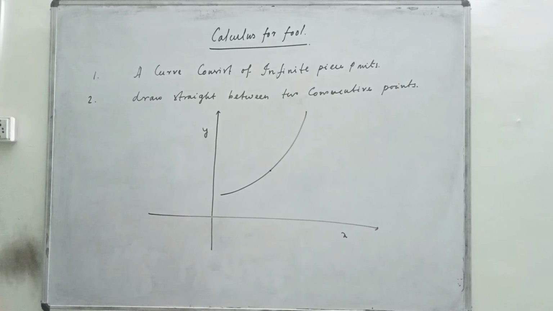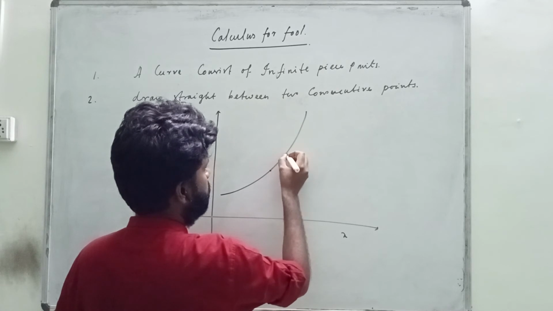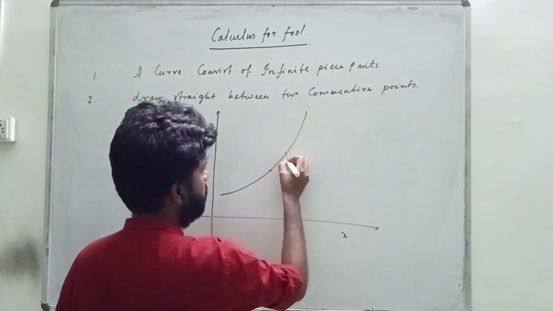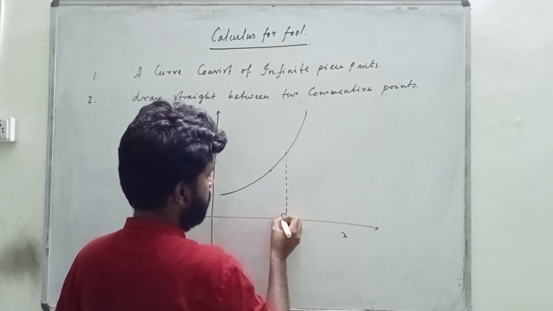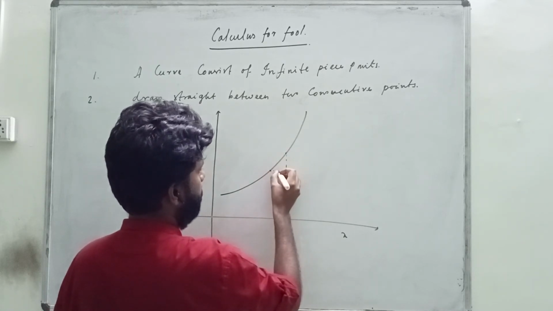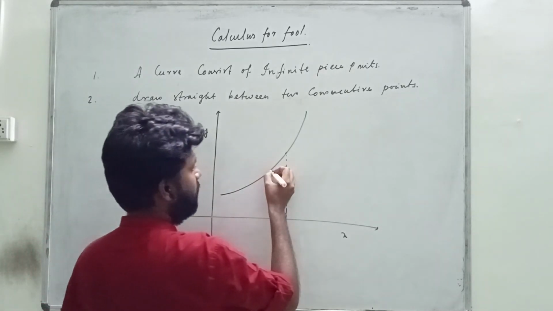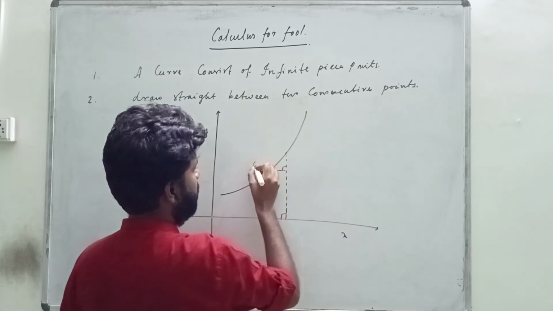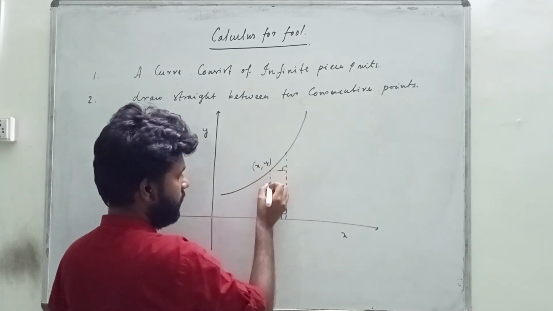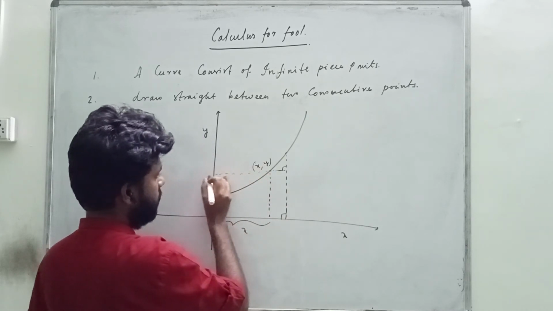Probably we'll proceed from the previous one. You just drop a perpendicular from this point on the x-axis, and then drop a perpendicular from this point on this straight line. Let's name it. The coordinates of this point are x, y. All of you know what x, y is: it is actually x and it is actually y, right?